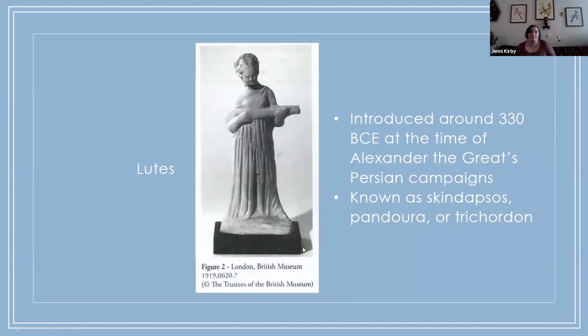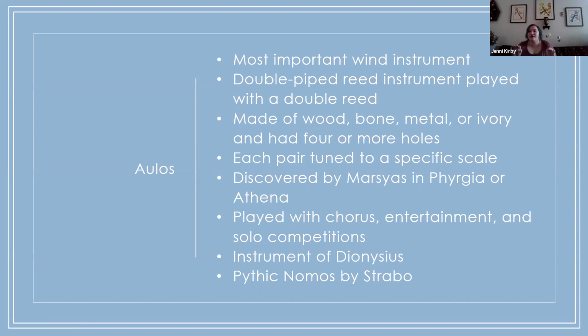So now I could give an entire one of these lectures on my favorite instrument, the aulos, which is the predecessor to the oboe. So this is the most important of the wind instruments. We did have trumpets and some flutes, but those were largely for battle or just kind of played at home. The aulos is a double piped reed instrument, and it's played with a double reed.